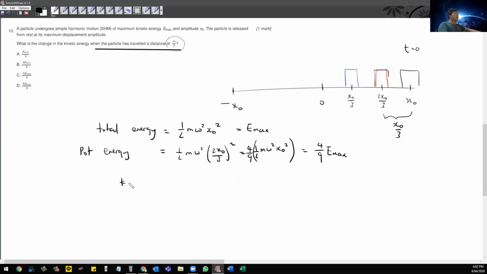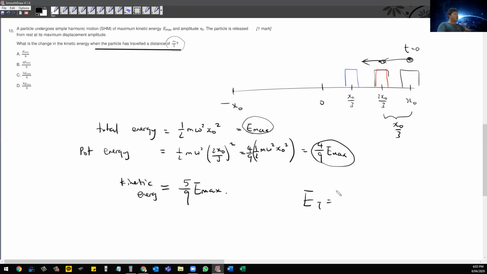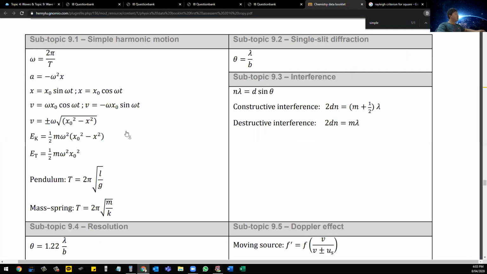So therefore the kinetic energy would be E max minus this one. Very similar to the previous question that we did, 5/9 E max, isn't it? So it had 0 kinetic energy here, but now when it's there, it's moving that way. And that energy is simply the difference between the total energy and the remaining potential energy, right? Because the total energy is always the potential energy plus the kinetic energy, true? So just minus that from that, you get the kinetic energy. So I think the answer is C. Question 10, I think it's C.